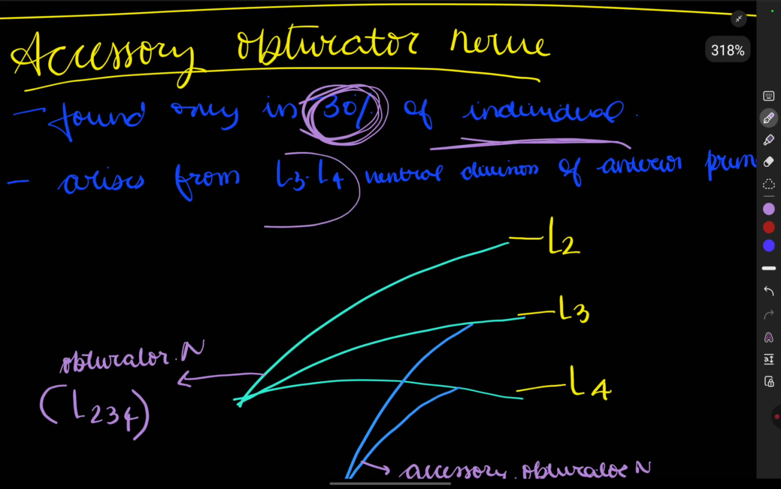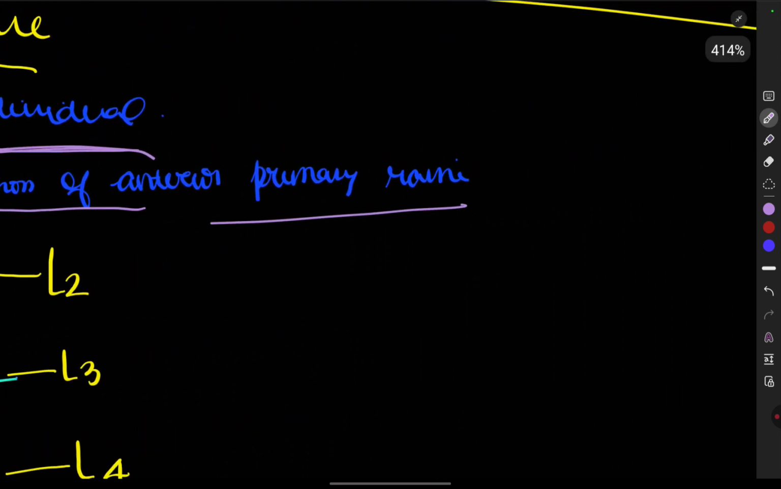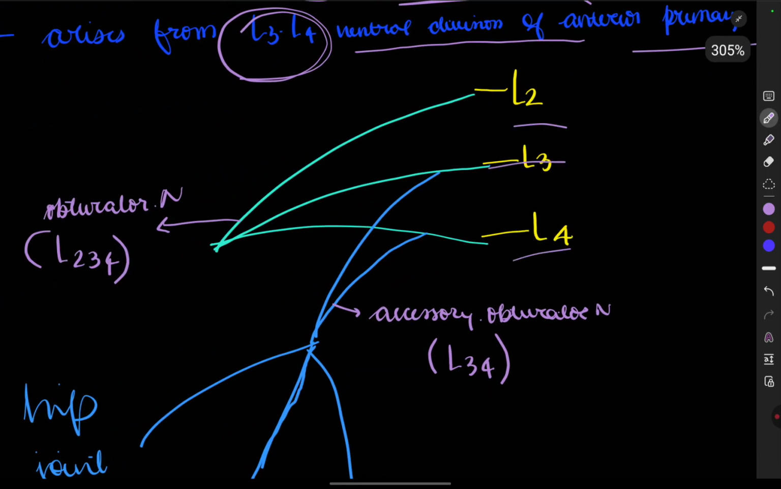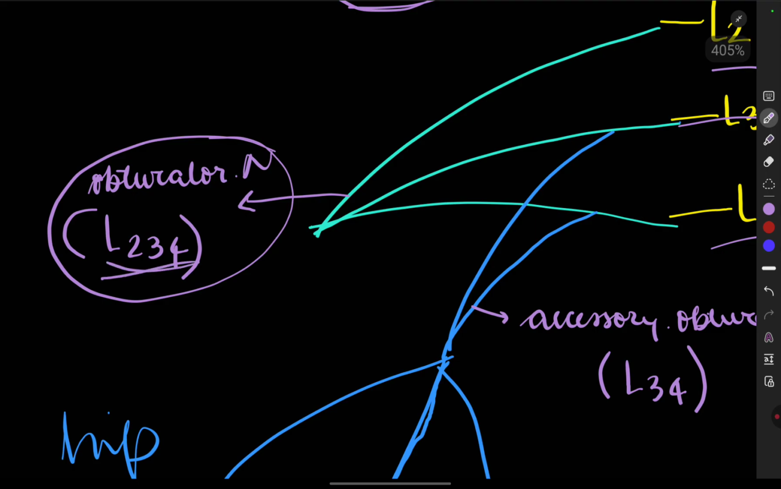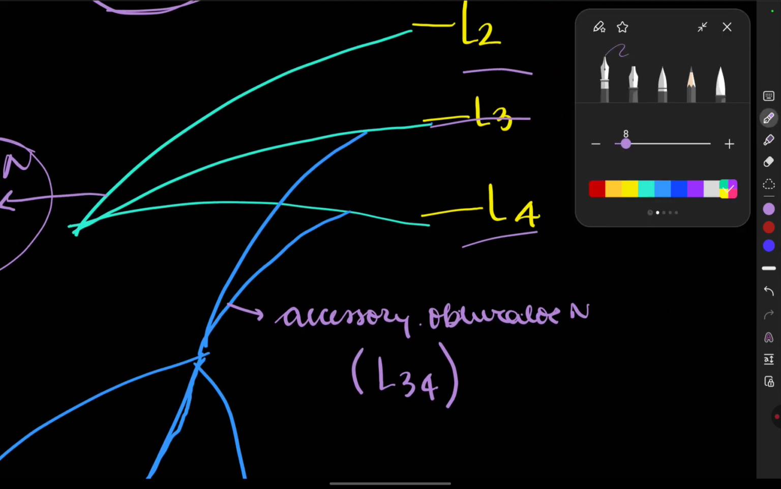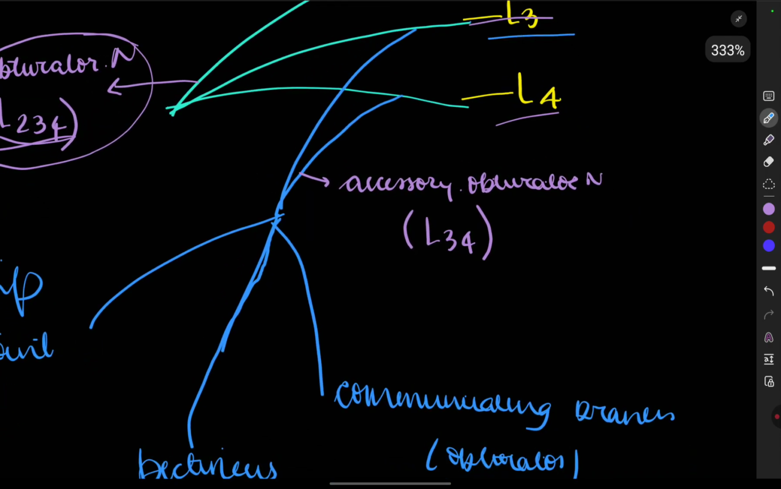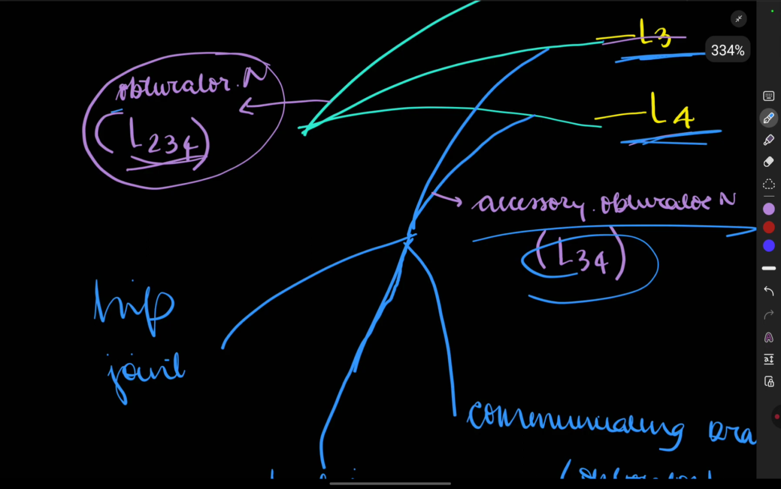It arises from the ventral division of anterior primary rami of spinal nerves L2, L3 and L4. See here, on the ventral side we have the obturator nerve from L2, L3, L4, and on the anterior side, from only L2 and L3 or L3 and L4, we have the accessory obturator nerve.